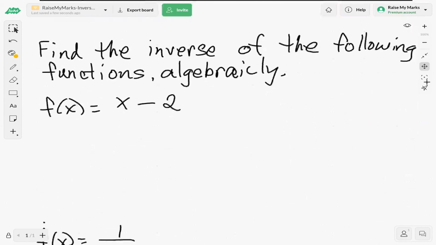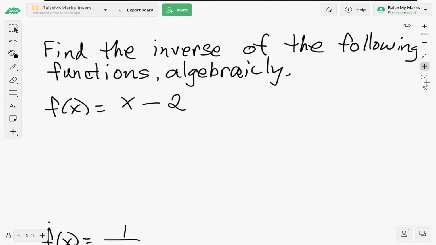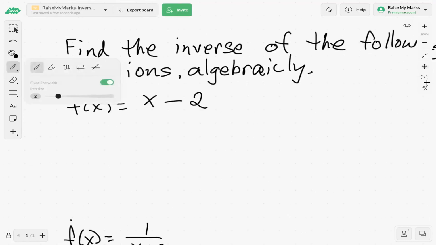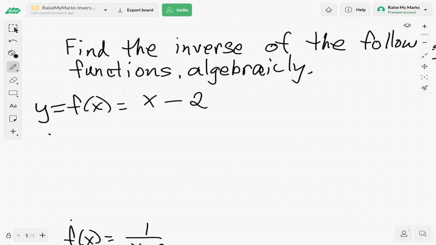So our first question is find the inverse of the following functions algebraically. Okay, so what do we do? So there are three steps for finding the inverse of a function. The first is we interchange the x and y values of our function. So here is the function f of x equals x minus 2. Let's let f of x equal y. So we have y equals x minus 2. We're going to interchange the x and y variables. So now we have x equals y minus 2.